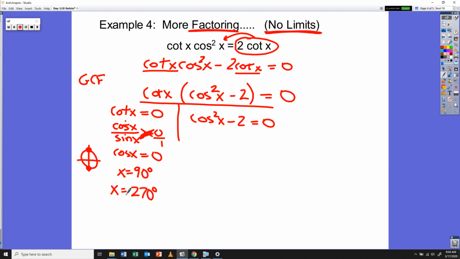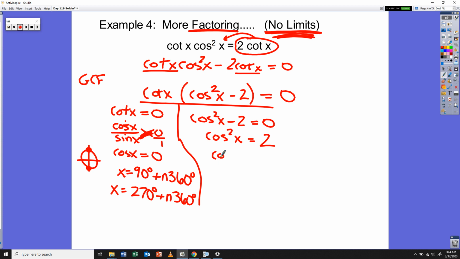And because this problem had no limits, they do want the coterminals for this added on. So we'll put that plus n times 360 onto the back end of each one of these. And then we're going to go work on the right-hand side of this to find angles whose cosine squared x minus 2 equals 0. You're going to add the 2 to both sides. So we're looking for cosine squared x equals 2. We're going to take the square root of both sides.